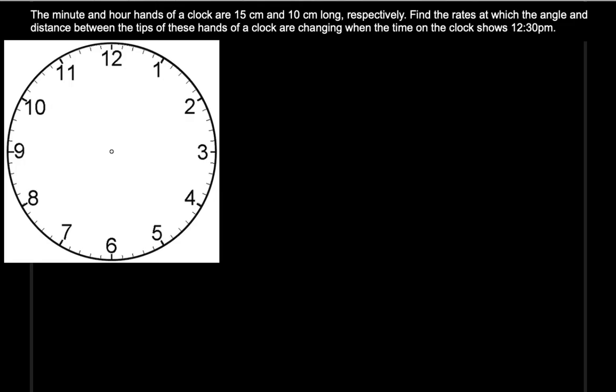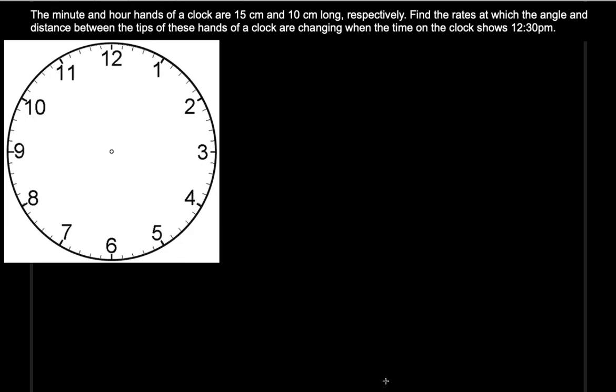The minute and hour hands of a clock are 15 centimeters and 10 centimeters long respectively. Find the rates at which the angle and distance between the tips of these hands of a clock are changing when the time on the clock shows 12:30 p.m.